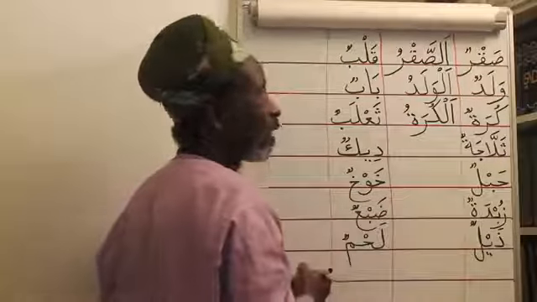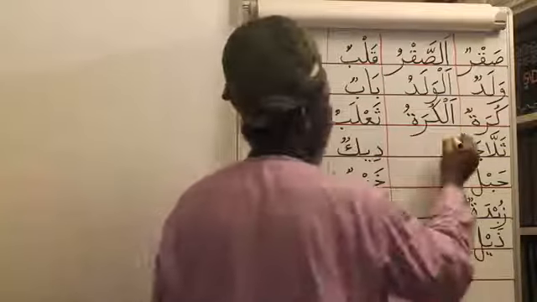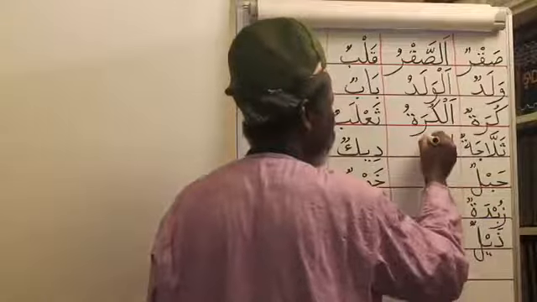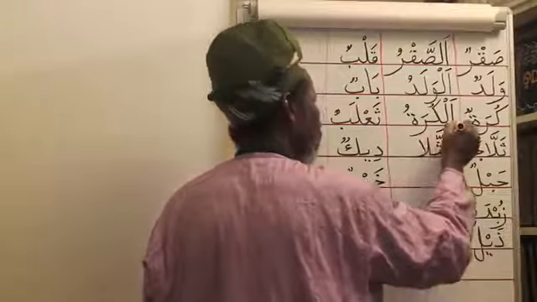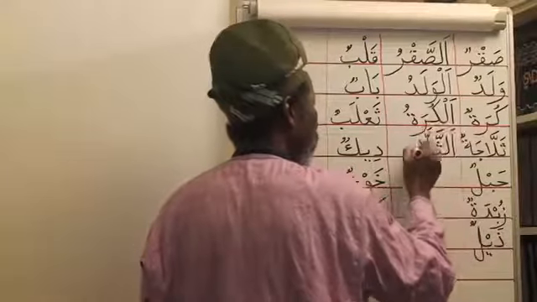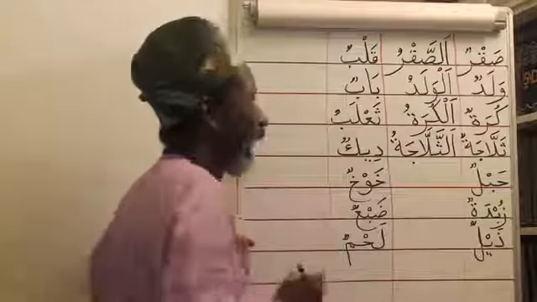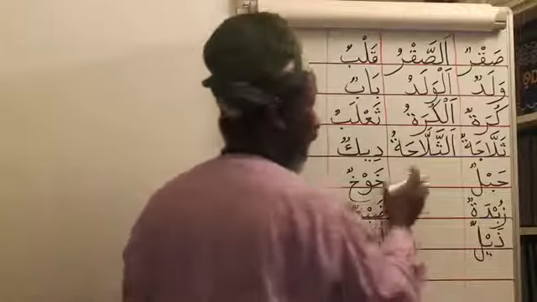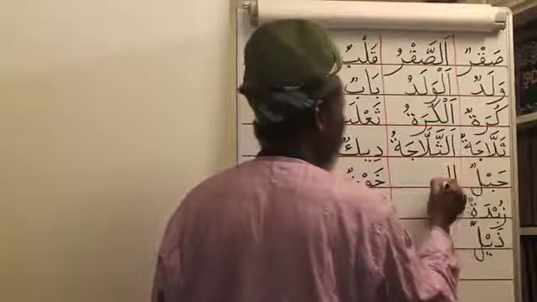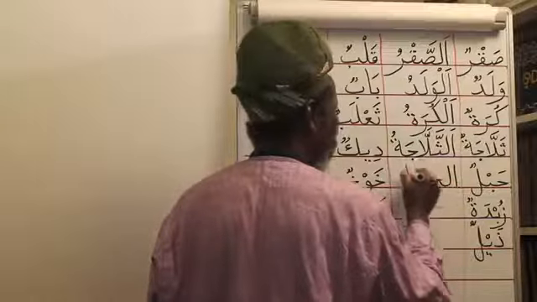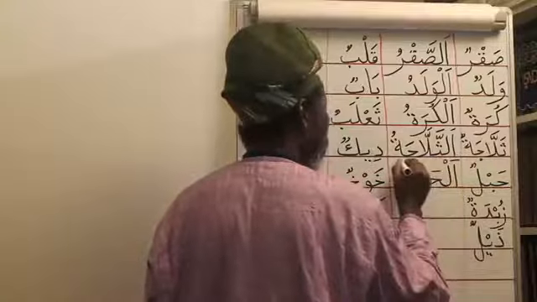Thallajatun. That tha is a sun letter. Ath-Thallajatu. Shadda. Next, Hablun. Al-Hablu. Moon letter.